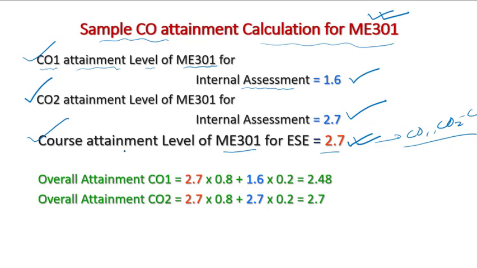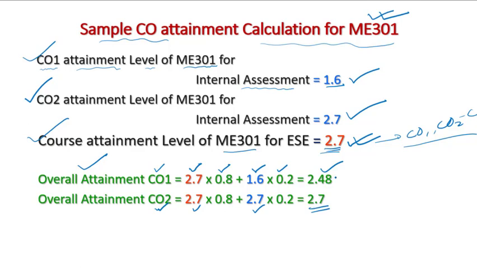So as per the formula, overall attainment for CO1 is equal to 2.7, the attainment level of the board examination, multiplied by 0.8, the weightage, plus 1.6, the attainment level for CO1, multiplied by 0.2. 2.48 is the total attainment level for CO1. And overall attainment for CO2 is 2.7 and 2.7, both the same, so it will remain the same, 2.7 overall attainment level.